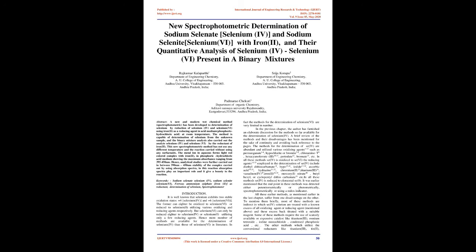The metal ion in aqueous form gives a light red colored complex with iron(II) in phosphoric hydrochloric acid medium, showing maximum absorbance ranging from 395 to 450 nanometers. Hence, analytical studies were further carried out between 390 and 450 nanometers. Stability of the complex was studied using absorption spectra. In this reaction, absorption spectra play an important role and give a beauty to the reaction.